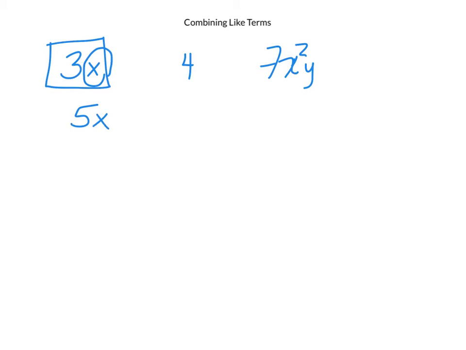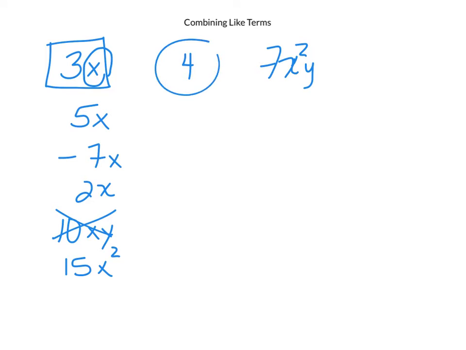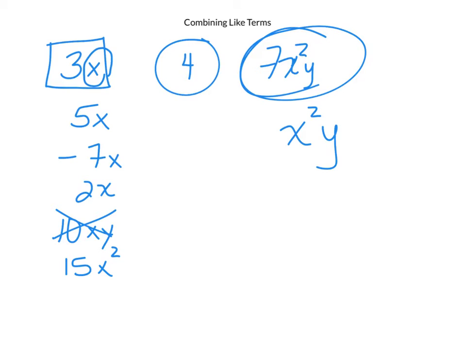So this would be a like term. This would be a like term. And this would be a like term. But this is not a like term because of that y. And this is also not a like term because it's an x squared. So 3x can only combine with things that have plain x's. 4 can only combine with other plain numbers because that's all it matches. This ugly looking term can only combine with things that have x squared y attached to it.